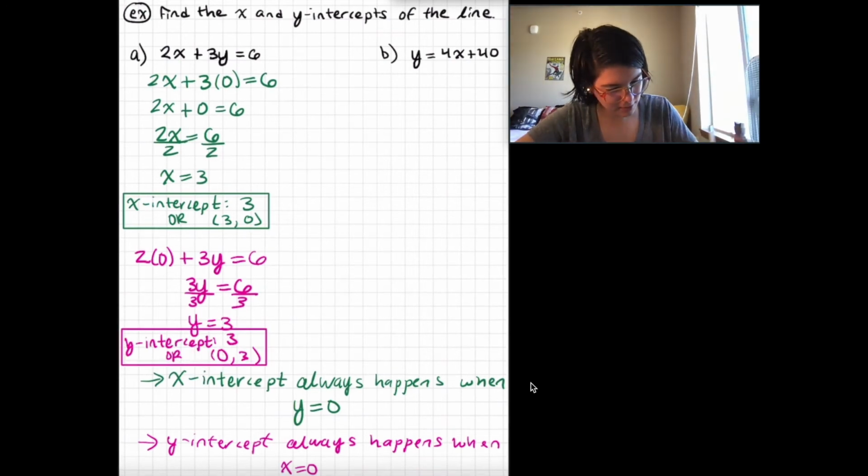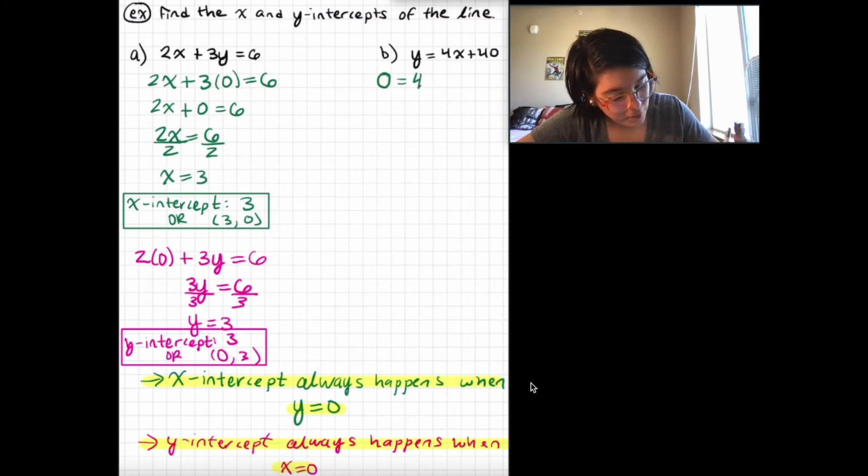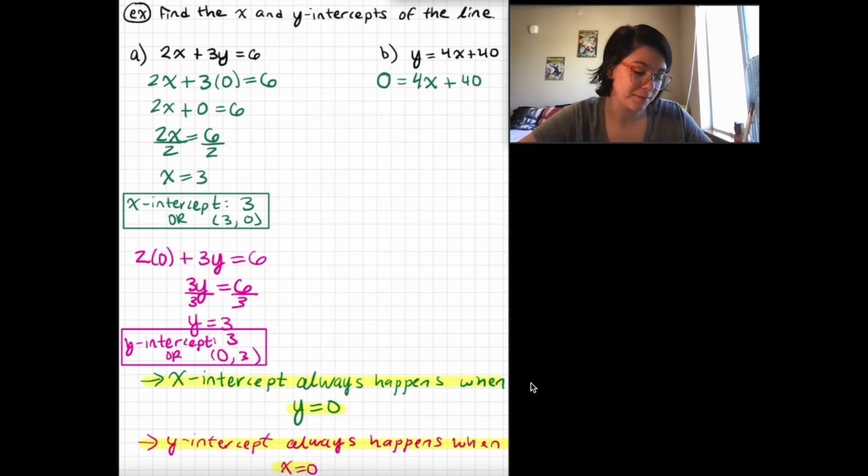Alright, so using this general rule that we just figured out, go ahead and try to do part B on your own. So to find our x-intercept, we have to plug in 0 for y. So we'll plug in 0 on the left side of the equation. It's equal to 4x, since we're trying to figure out what our x-intercept is, we'll leave x on its own, plus 40. Now we need to solve for x.